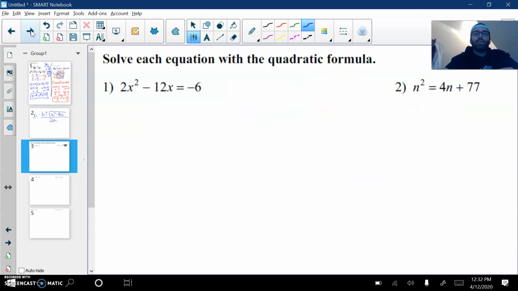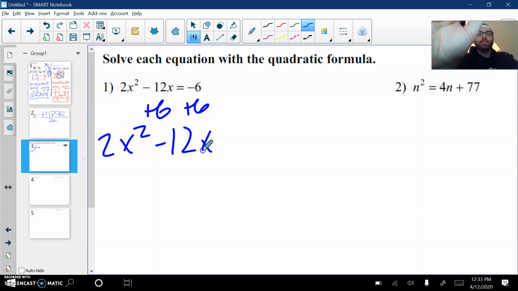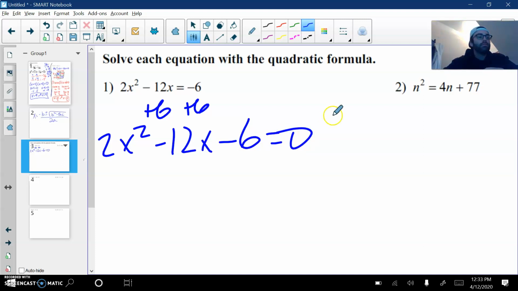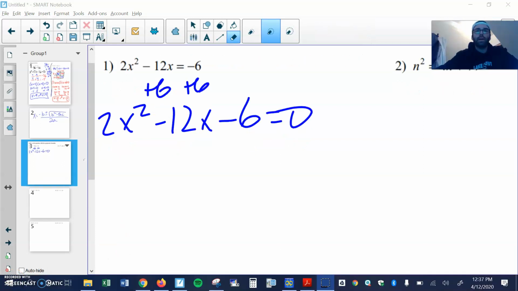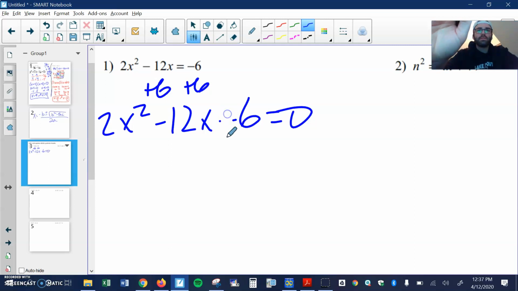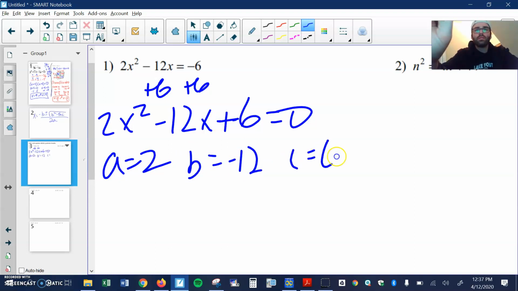So we want to solve each equation with the quadratic formula. In order to do that, we have to make sure that our quadratic is in standard form. So I'm going to move this 6 to the other side so that my quadratic is equal to 0. This should be a positive 6, my fault. Plus 6. All right, so I got A equals 2, B equals negative 12, and C equals 6.